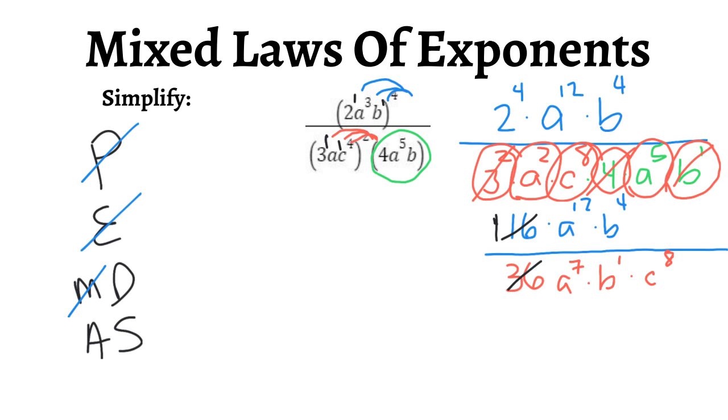And 36 divided by 4, I get 9. So I can just write this as 4/9. Then I want to look at the a's.